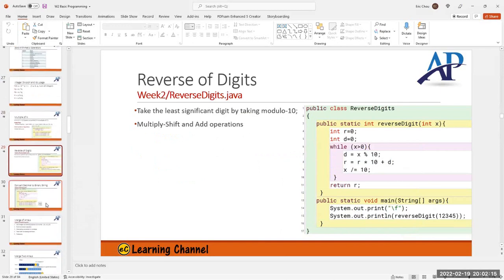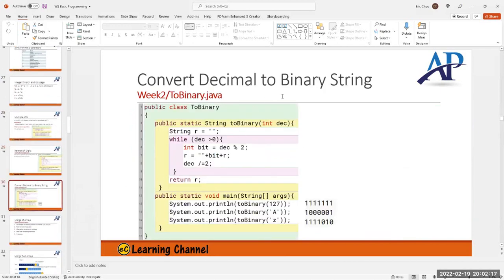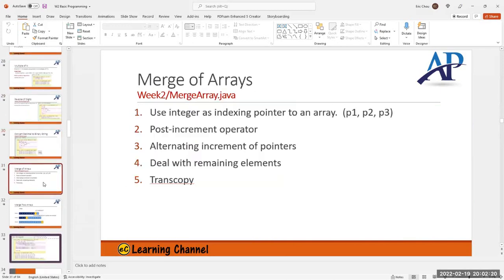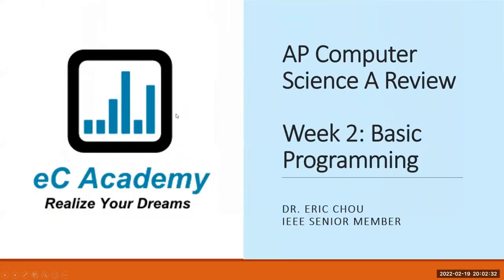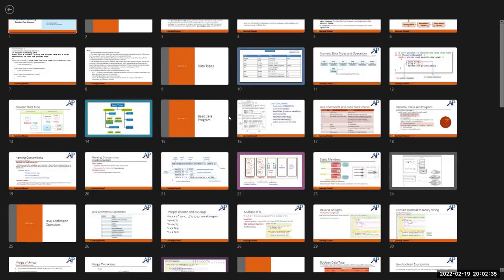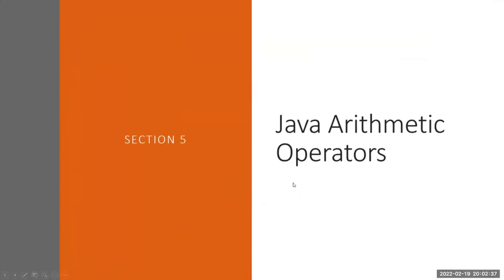Next we go to the operators and show how it is useful, using the reverse of digits, and also converting this to decimal. Merging of two arrays we will talk about later. Merging two arrays is probably too hard right now, so let's look at Java arithmetic and the Java operators first.